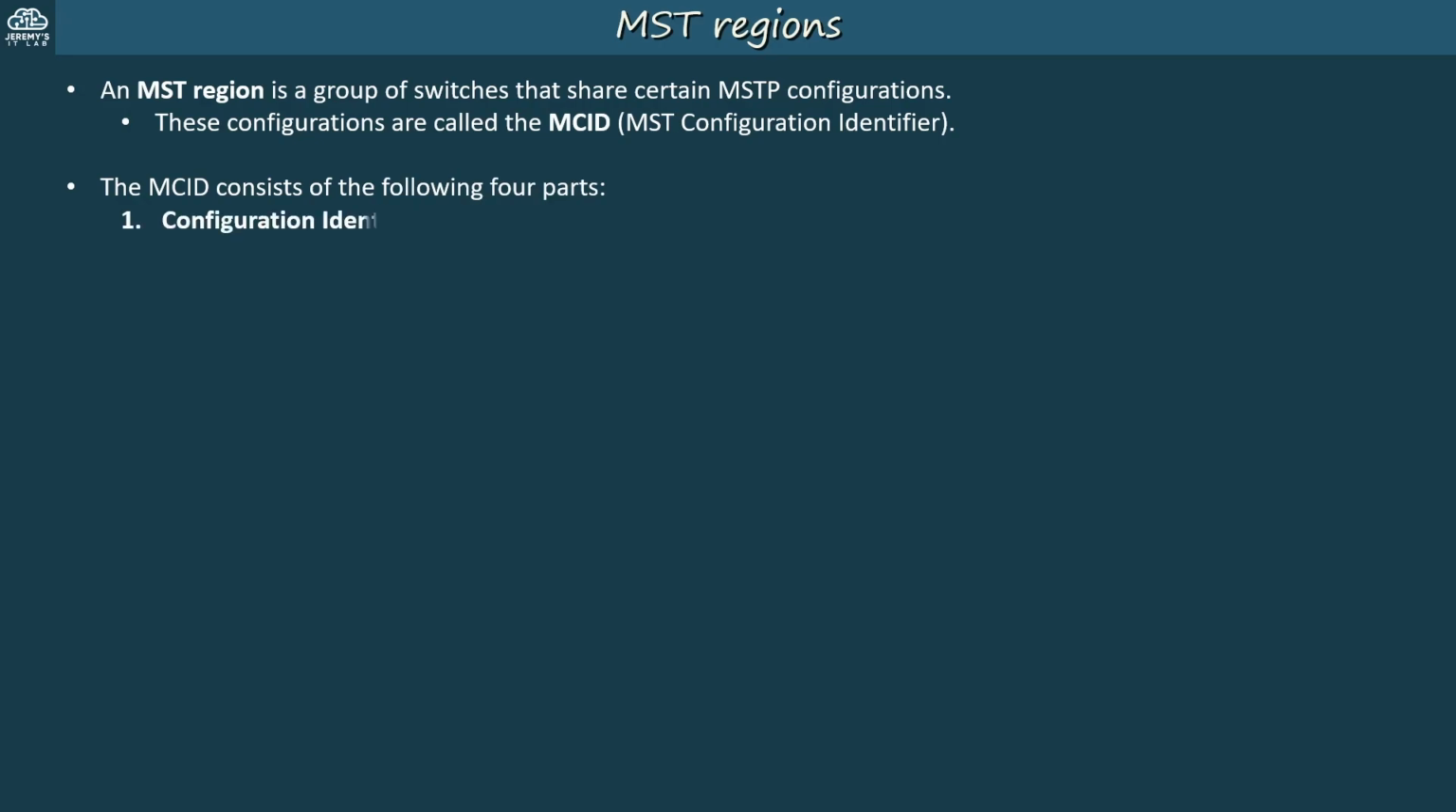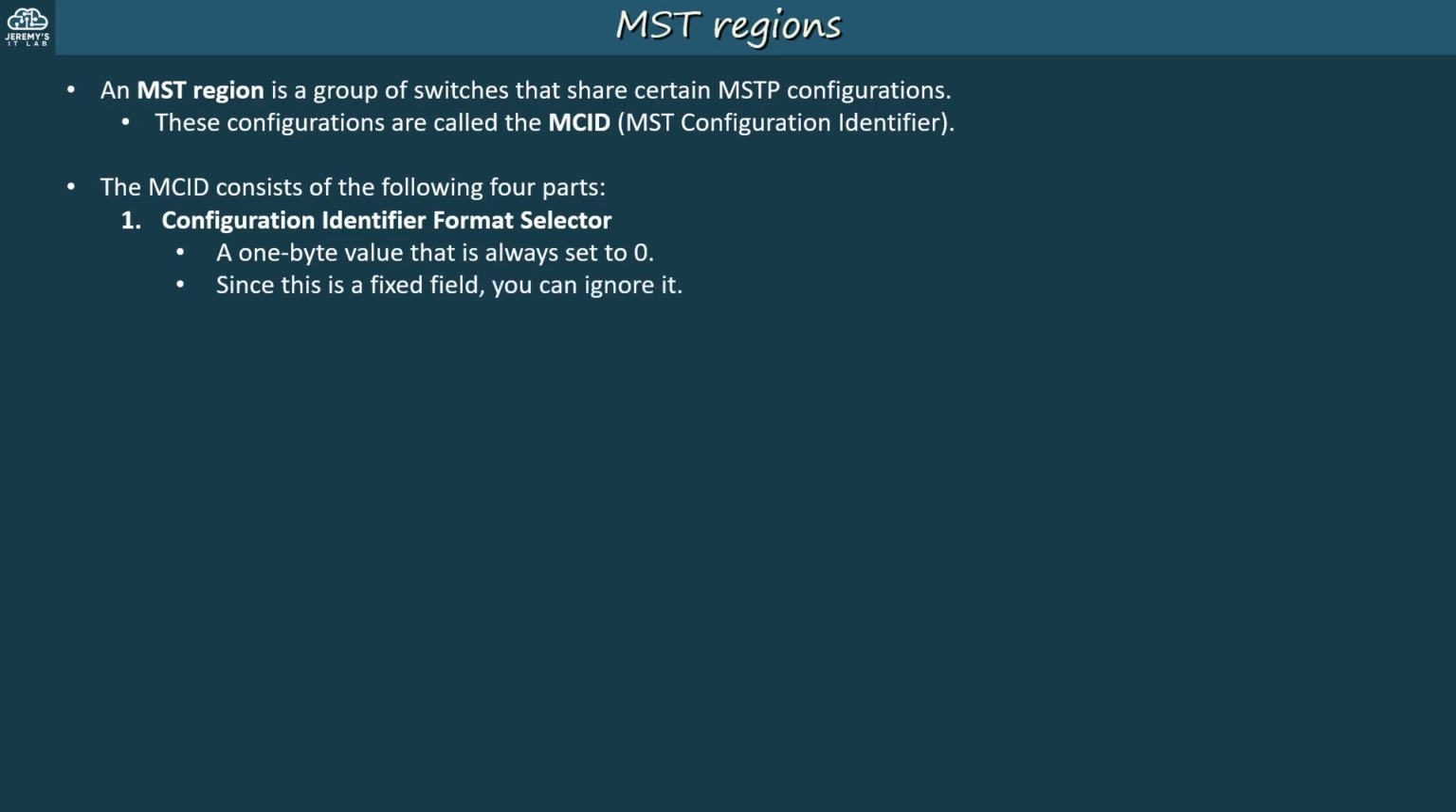First is the Configuration Identifier Format Selector. This is a 1-byte value that is always set to 0, and since it's a fixed field, you can ignore it. As far as I know, other uses for this field aren't defined, but they are available for future use. So let's focus on the remaining 3 parts.